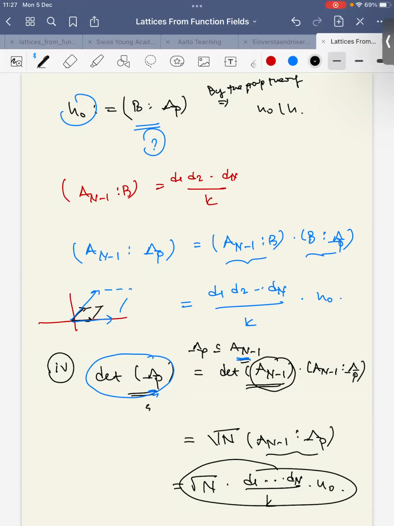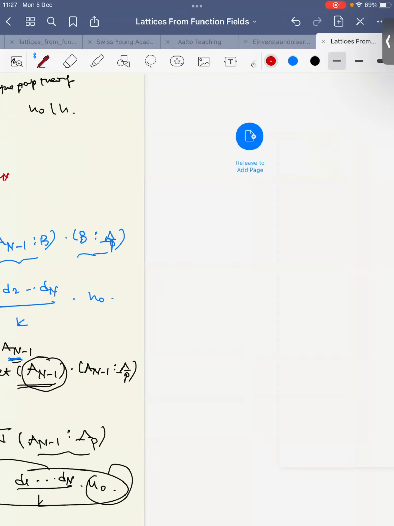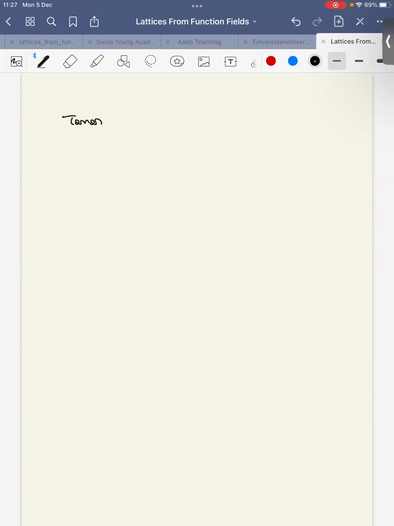But here's the tricky part: to compute this H0, which is related to computing the index of the function field lattice inside of B. So this computation is in some sense important. Tomorrow we will go over these notions over the rational function field, the lattice construction from rational function fields. I will also explain why lattice constructions from elliptic function fields are well-rounded and what we can say about lattice constructions for hyperelliptic function fields.